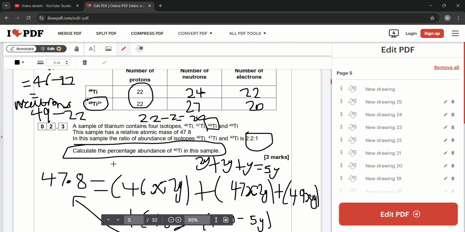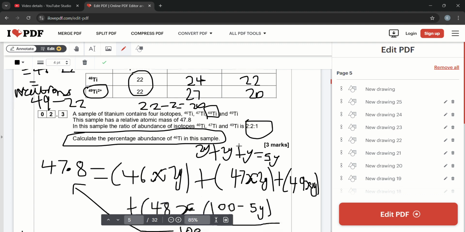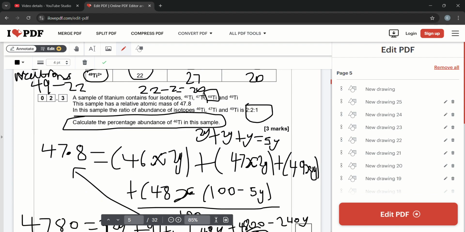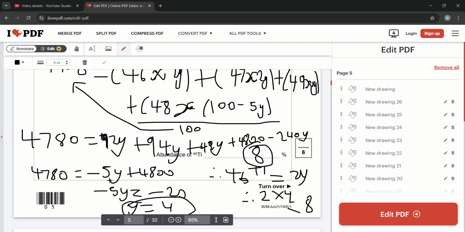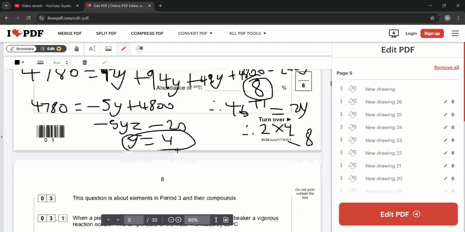Obviously, do a couple more of these. But just remember the ratio they give you, which is x and y, and then to find the final one, so in this case 48 Ti, what's the ratio of that abundance? Well, it's going to be 100 minus the total of this. So this is 5y. It's going to be 48 times by 100 minus 5y over 100. Manipulate and you get the abundance of 46 Ti. And that's the end of question 2.